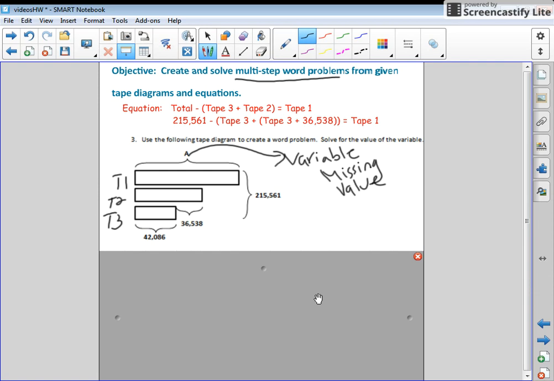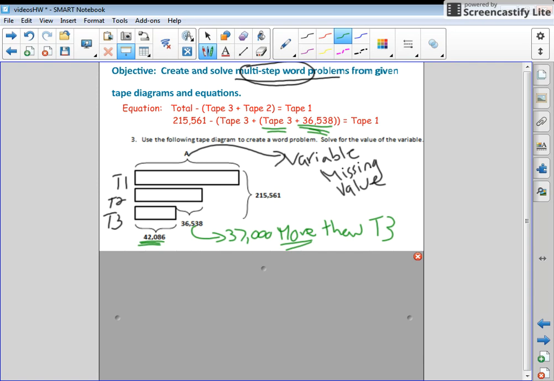In order to do that, we're going to have to subtract out tape 3 from the total along with tape 2. But because it's a multi-step problem, we also are going to have to figure out the value of tape 2. We don't know the value of tape 2, but we do know that tape 2 is about 37,000 more than tape 3. So before we solve for tape 1, we're going to have to take the tape 3 total, which was about 40,000, and add in the 36,000 more to find the value of tape 2.